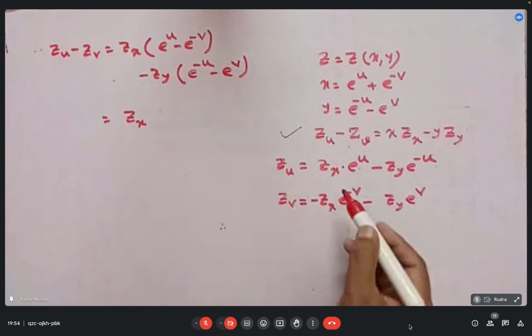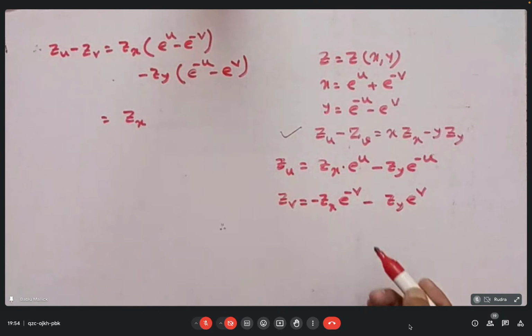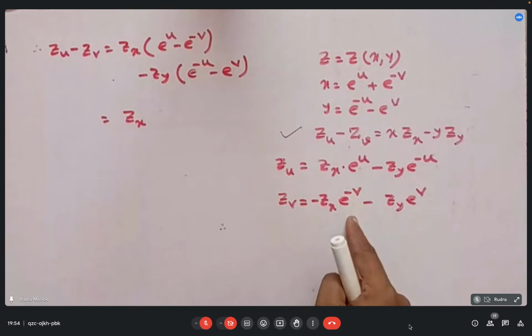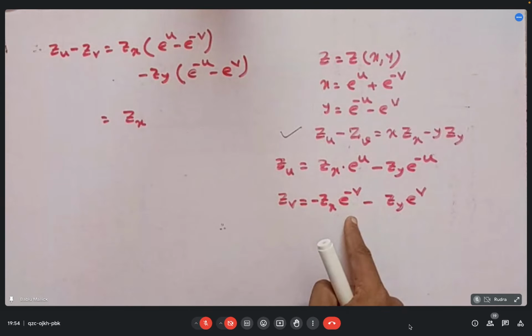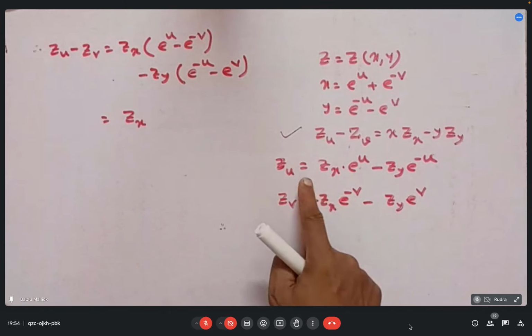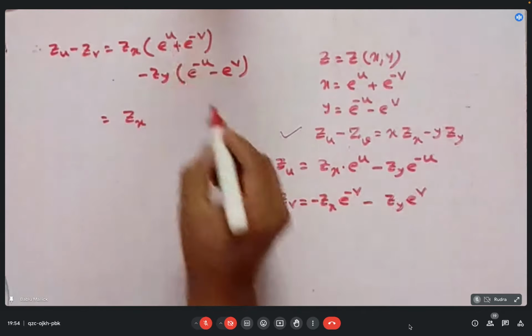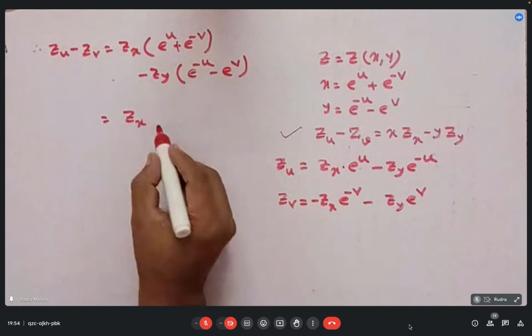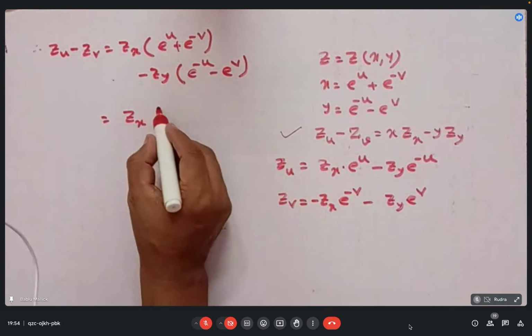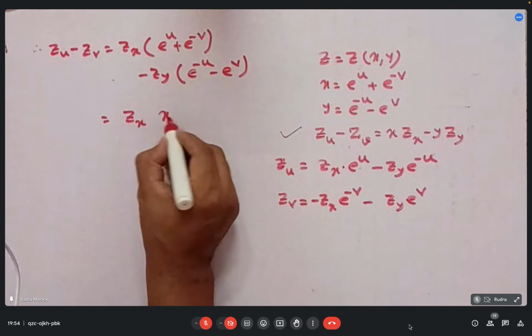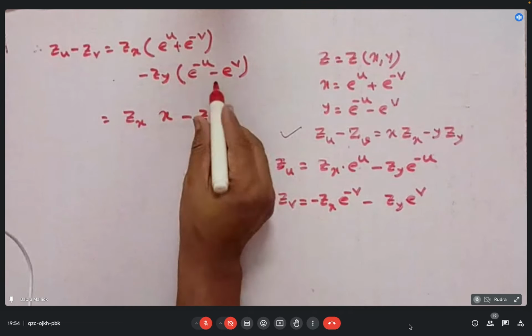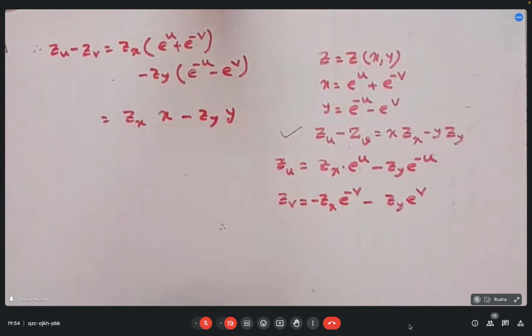Sir, have I made a mistake? Should that be plus? Wait, what did I do here, did I make a mistake? One second, calculation. x into del z del x. This will be plus, I had taken minus. This is not minus, it is plus. So that is why this will actually become x minus z y, this will become y, this will become y.